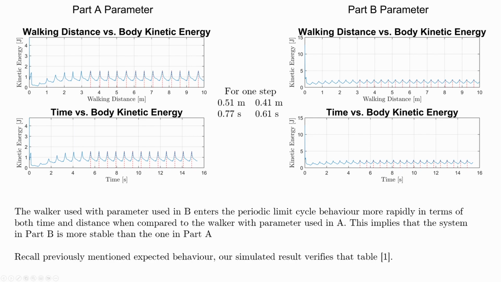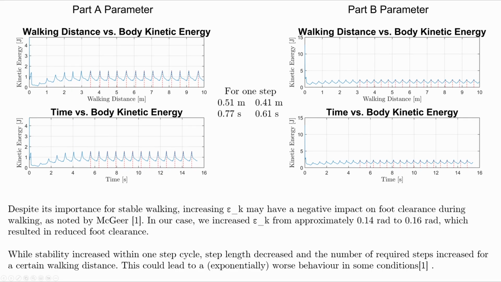Within that 10 meter smooth terrain, if we compare these two walkers, we can also clearly see that at the beginning, the walker with B's parameters goes into the limit cycle much faster than A. We can also see that the step length and step period have both changed. This correlates to the table we previously mentioned pretty well.